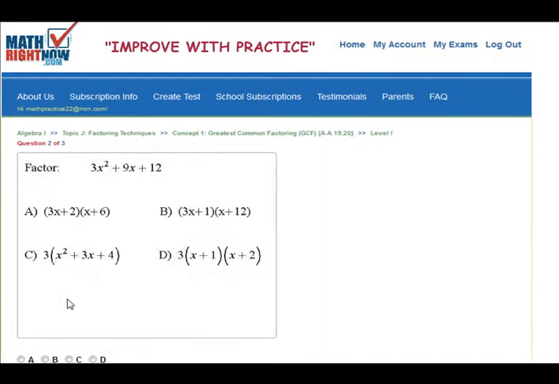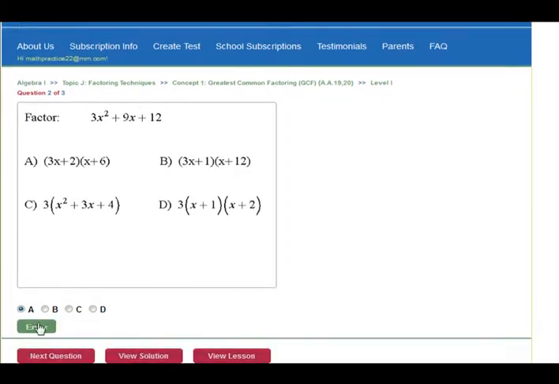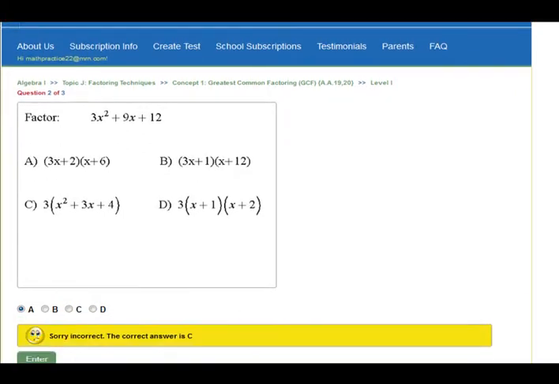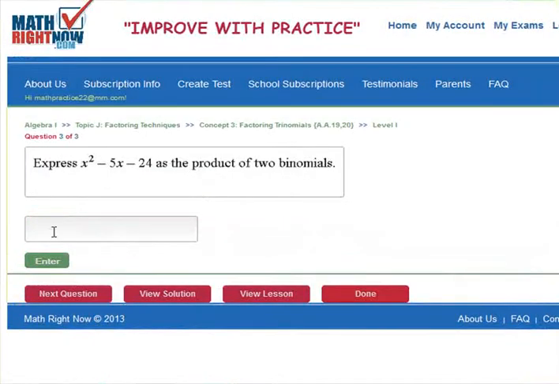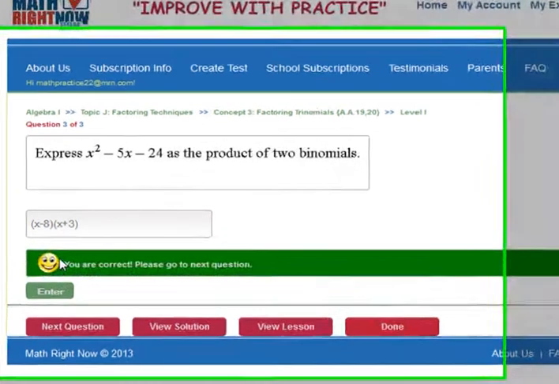We'll go to the next one here, and suppose we work this one out, and we click on our answer. Once again, we're told whether we're right or wrong. Here we'd want to watch the solution. And let's just skip over to the next question. And once again, we can enter our answer. Let's say here, x minus 8 times x plus 3. So this one here is correct.